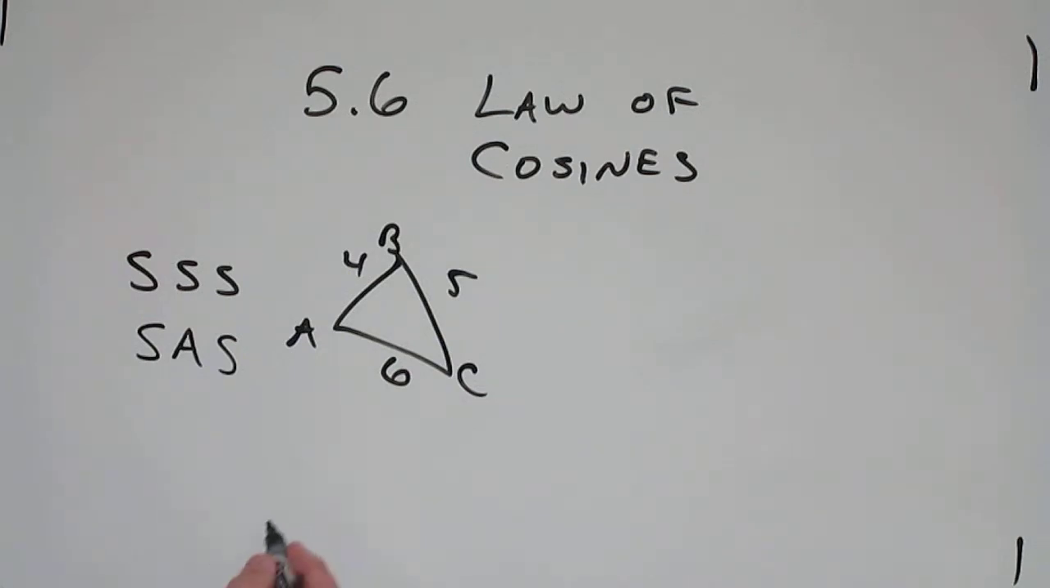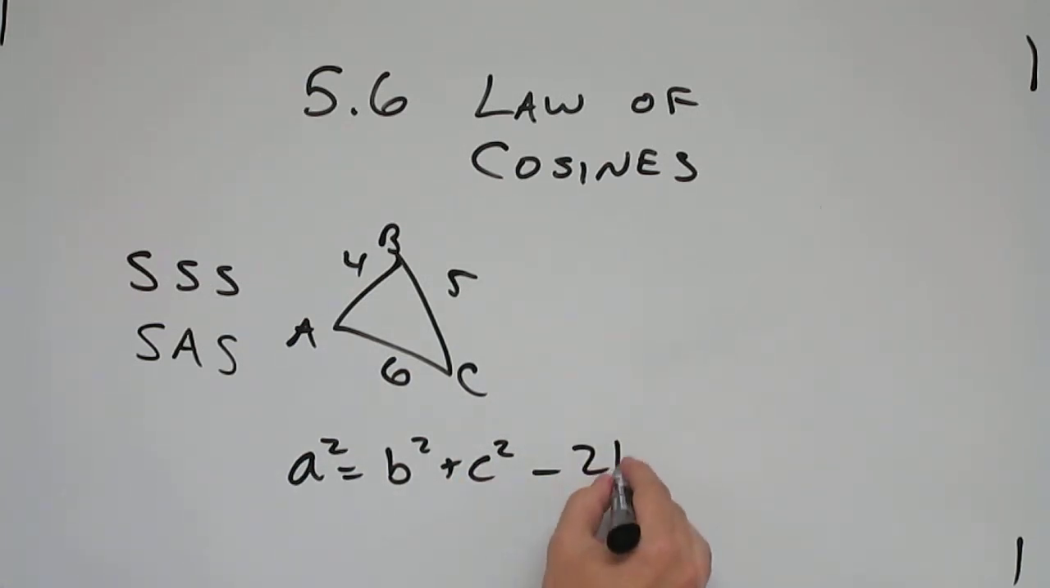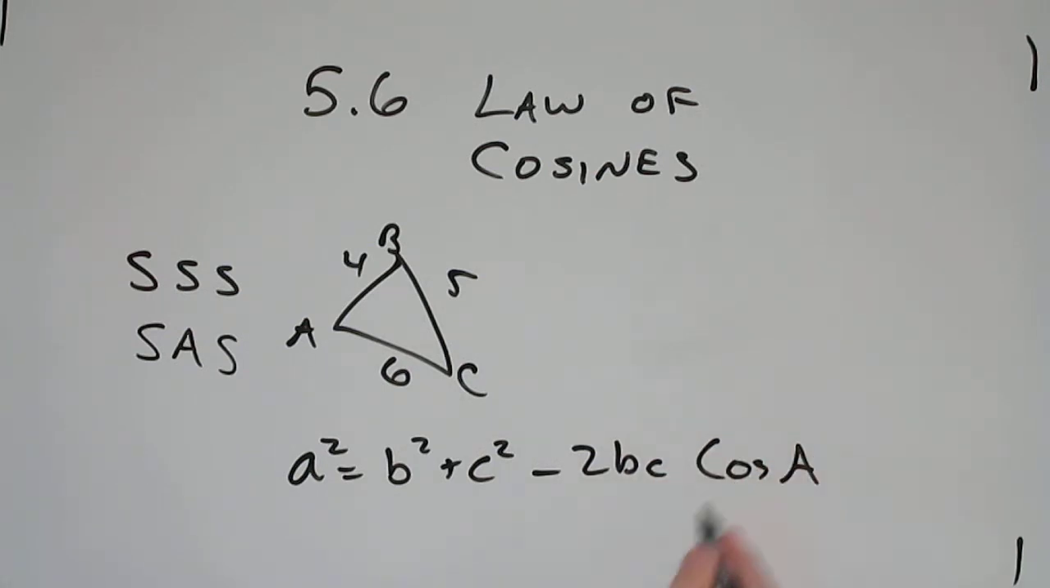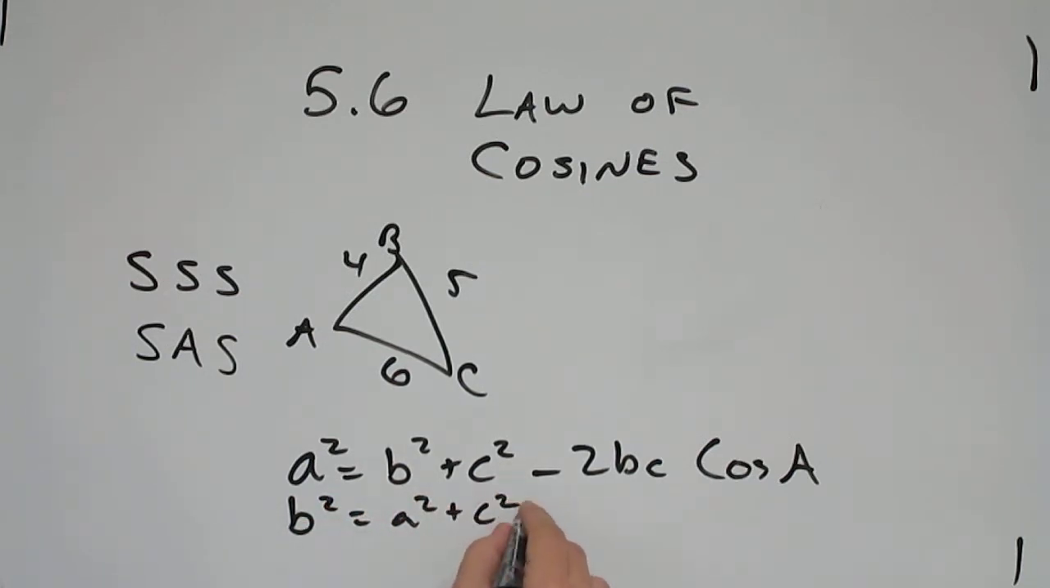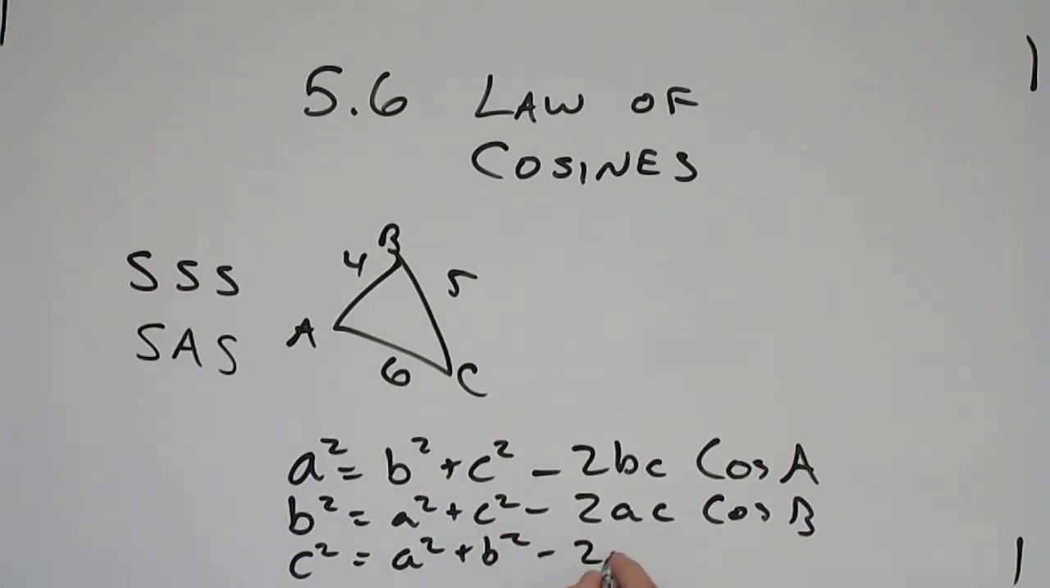It's going to say A squared equals B squared plus C squared minus 2BC cosine of A. Now you'll also see the law of cosines written as B squared equals A squared plus C squared minus 2AC cosine of B, where C squared equals A squared plus B squared minus 2AB cosine of C. I think they're all about the same because it's just which angle are you calling A, B, or C. So we just might have to rotate things around. So although I write all three, I'm just going to end up really using one.